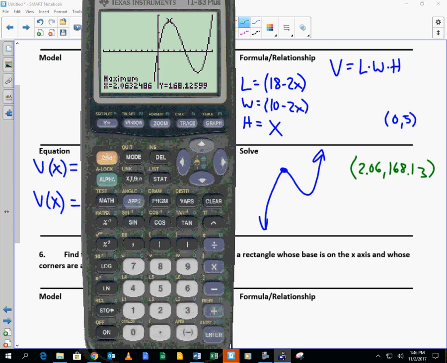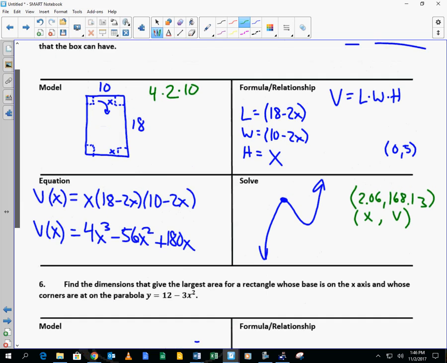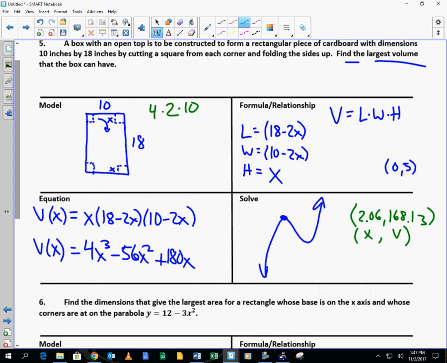So this happens to be the x value. This happens to be the volume value. What is the problem asking for? Do I have the largest volume? Yeah, it is 168.13 inches cubed. That's the largest volume.